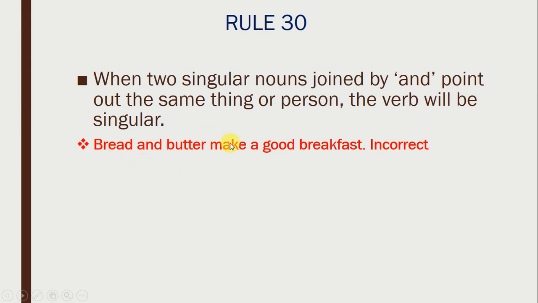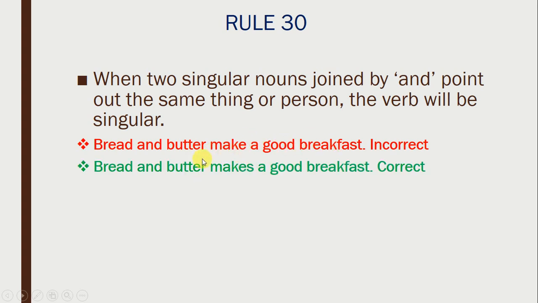Bread and butter. See, the example here itself: bread and butter make a good breakfast. So here the verb should be singular. So bread and butter makes a good breakfast. See, we are referring to the breakfast. We are referring to some same thing. Maybe they are both things, but we are referring to a certain one thing. That is why we will use singular verb.